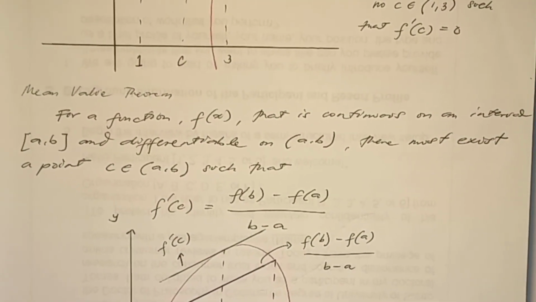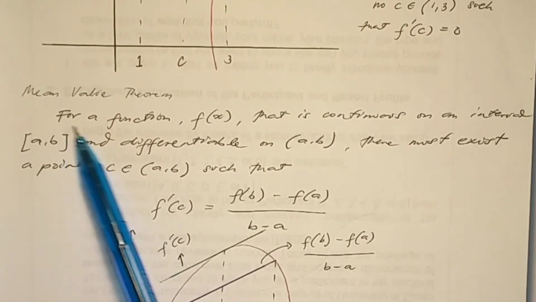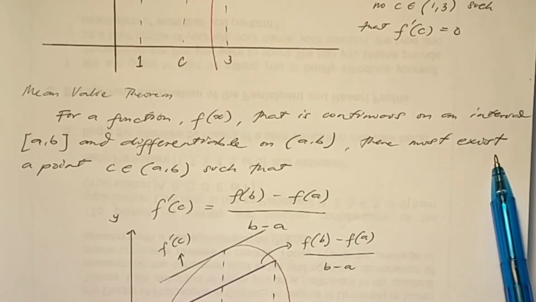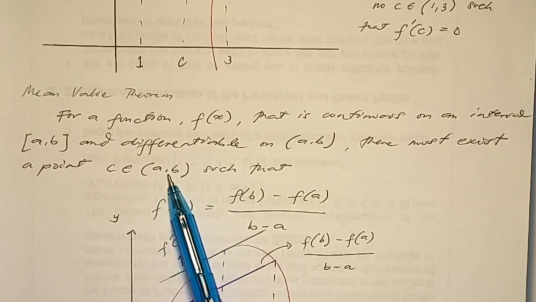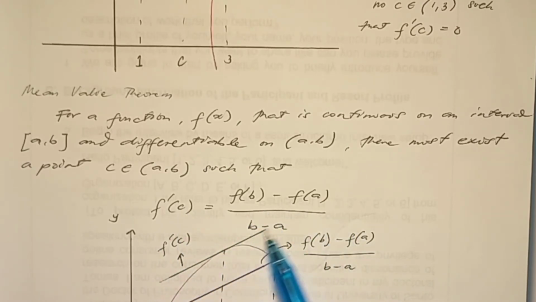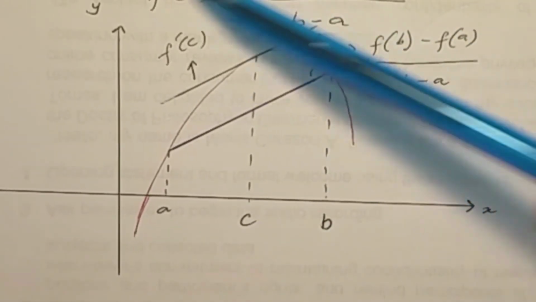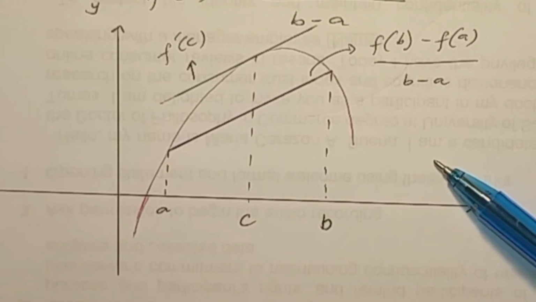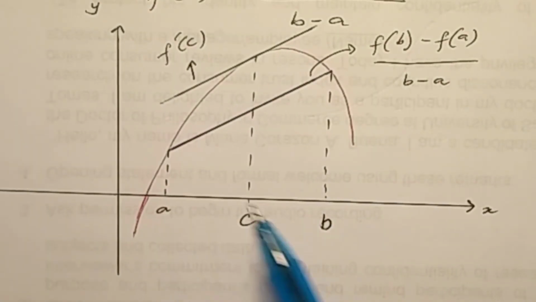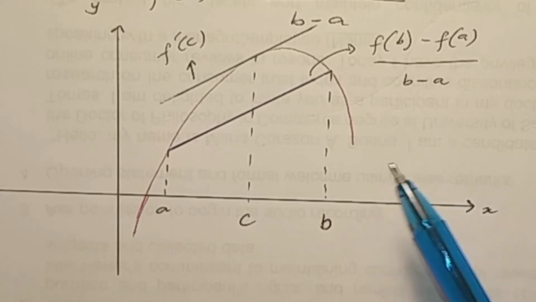Okay, so for the last topic, which is the mean value theorem. It says here that for a function f that is continuous on an interval [a, b] and differentiable on (a, b), there must exist a point C, an element of the open interval (a, b), such that f prime of C is equal to f of b minus f of a all over b minus a. So to illustrate the theorem, consider this graph. This red line here is the function f, and then we define an interval [a, b]. This is a and this is b. So we know that this function is continuous and differentiable.